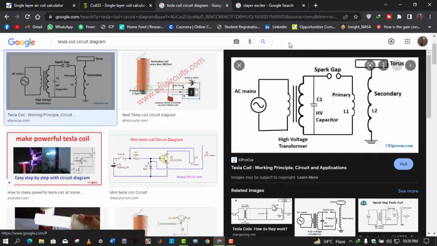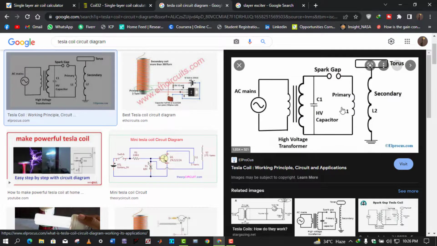This is the conventional Tesla coil. We have an AC main supply that is given to a high voltage transformer. Then we have a high voltage capacitor, a spark gap, and an air core transformer. Here the primary has a few turns, like 5 to 10 turns, that depends on the required voltages, and we have an air core transformer secondary with a very high number of turns, like about 1000, 1500, etc.